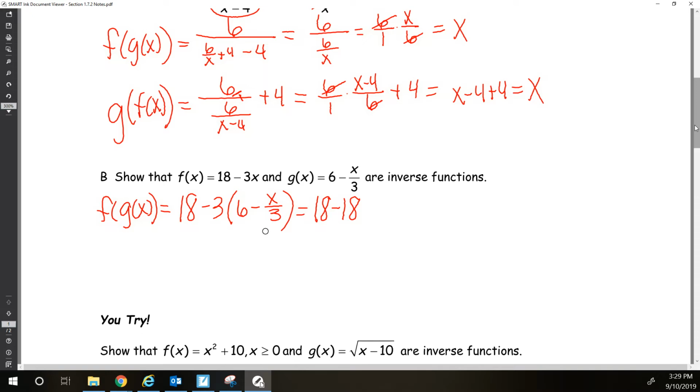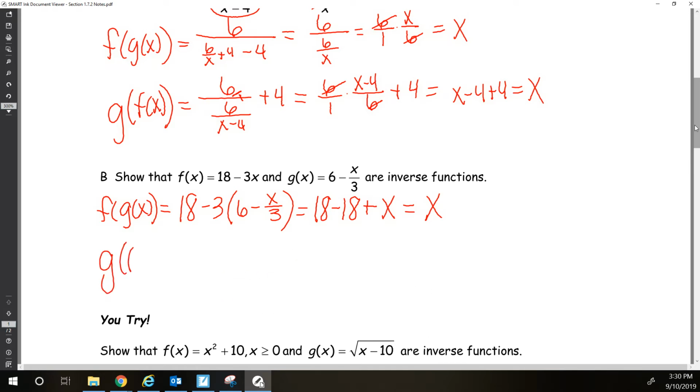What about negative 3 times negative x over 3? Well, negative times negative is going to be positive. What is 3 over 1 times x over 3? The 3's cancel, and I'm just left with x. And the next step, 18 minus 18 is 0, so this guy is going to be equal to x. Oh my goodness. There we go.